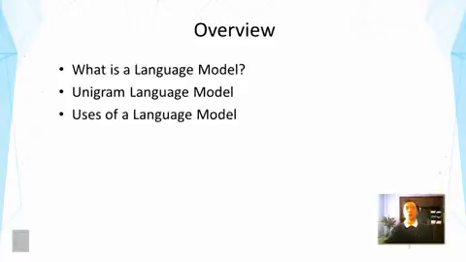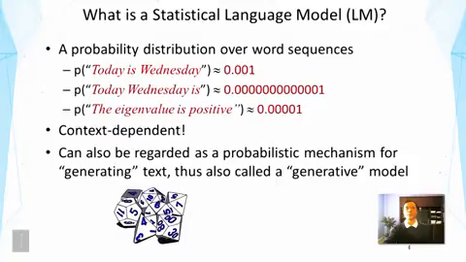We're going to talk about what is a language model, and then we're going to talk about the simplest language model called a unigram language model, which also happens to be the most useful model for text retrieval. And finally, we'll discuss possible uses of a language model. What is a language model? Well, it's just a probability distribution over word sequences.